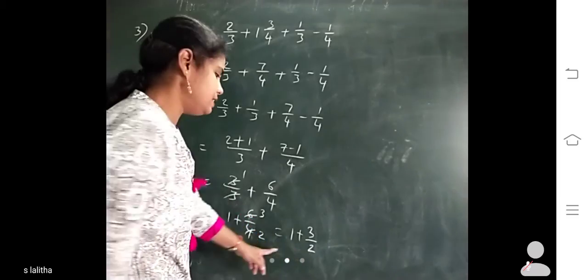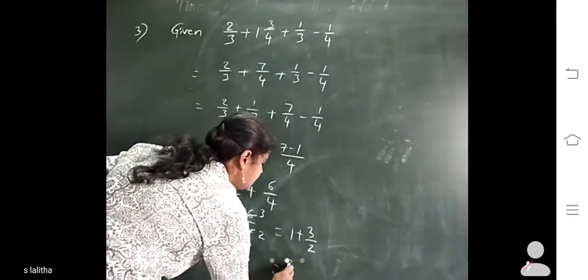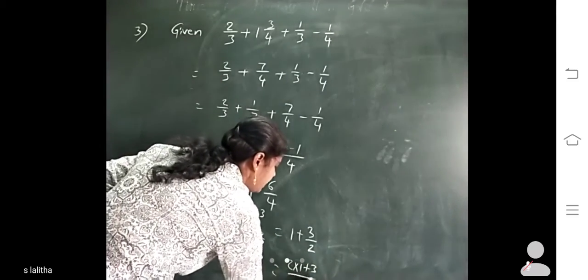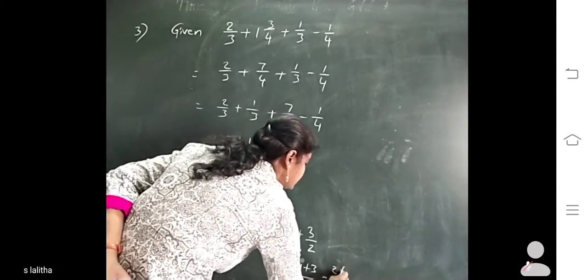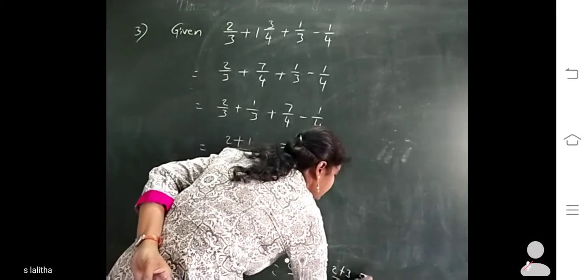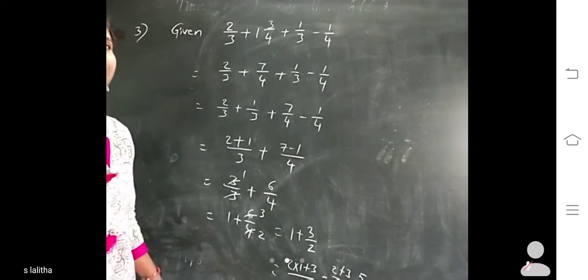Now find the LCM for this. So 2 1s are 2, plus 3, 5 by 2 is the answer. Okay? Alright.